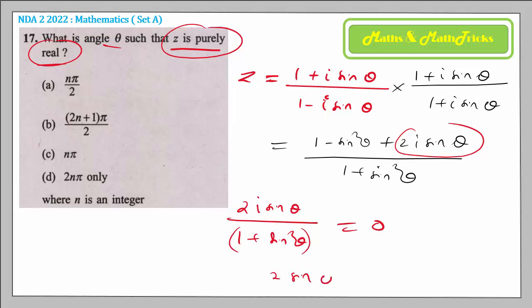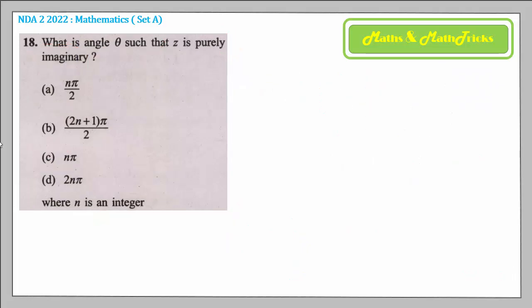So ultimately you want 2 sin theta equal to 0, which means sin theta equal to 0, for which theta has to be n pi. You know sin theta is 0 for n times pi. So option C is the right choice for this, because n is an integer. For any n pi, sin theta is 0. So hence. And next they say that if you want it purely imaginary, then what should theta be?